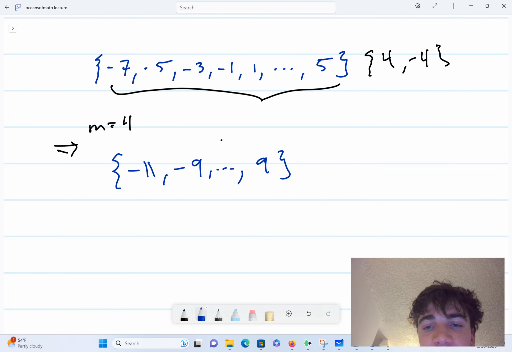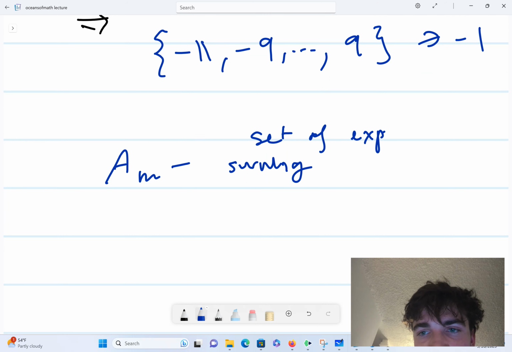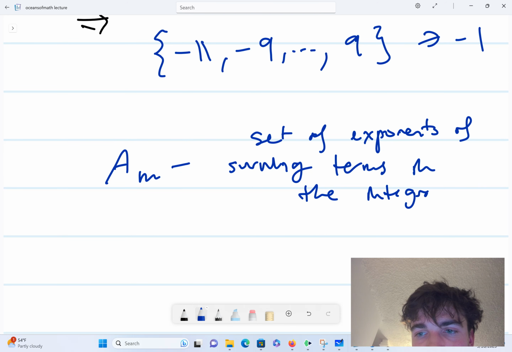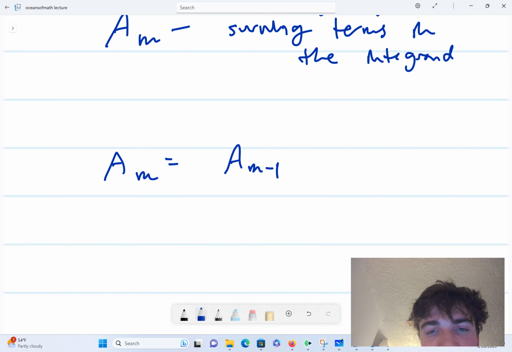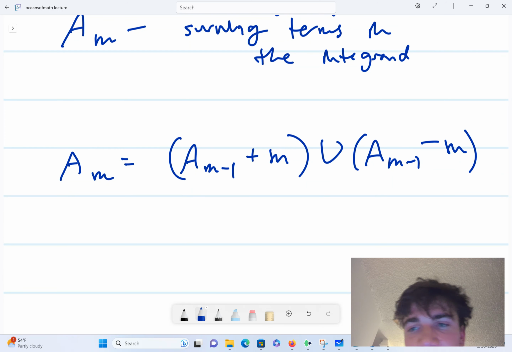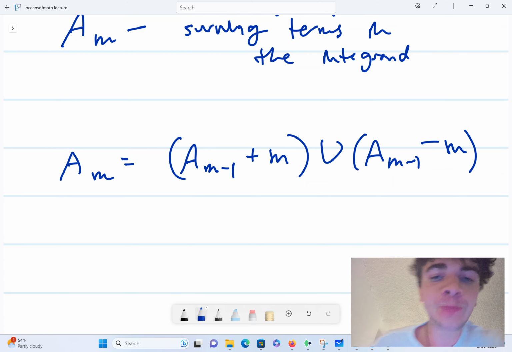Okay, and so to generalize this, if I set A_m to be the set of exponents of surviving terms in the integrand, then A_m is equal to A_{m-1} plus m, union with A_{m-1} minus m, where this addition and subtraction is term-wise.